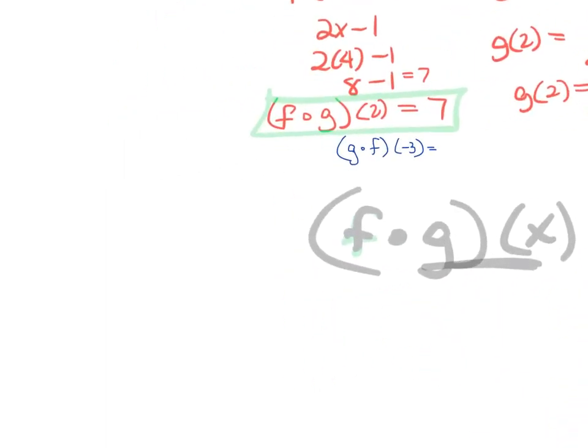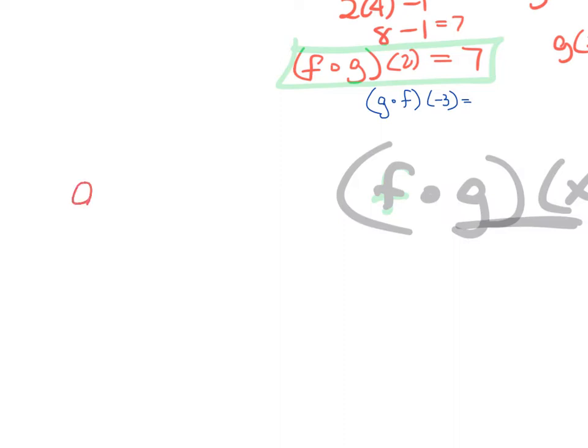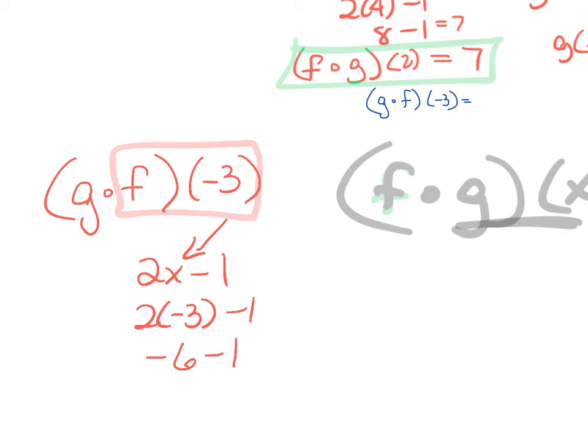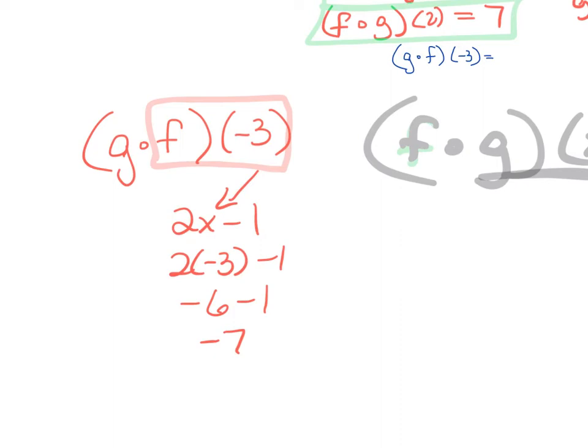Oh, here's the next problem, and I wrote on top of it. Now we're going to do the composition of the functions g and f, and we're going to plug in a negative 3. So again, plug it into the f of x function first. Remember, your f of x function was 2x minus 1. We're going to plug in negative 3 for x. I get negative 6 minus 1, and I get negative 7. I now take that negative 7 and plug it into the g function.